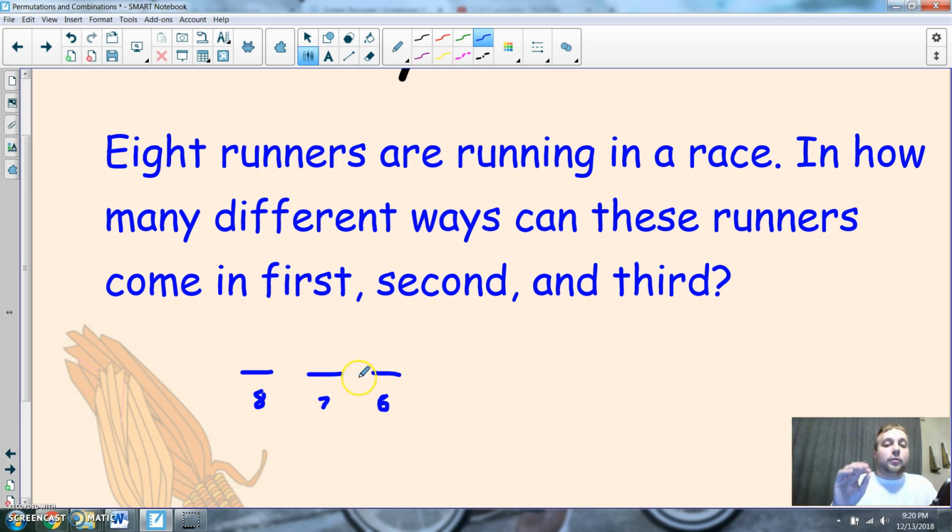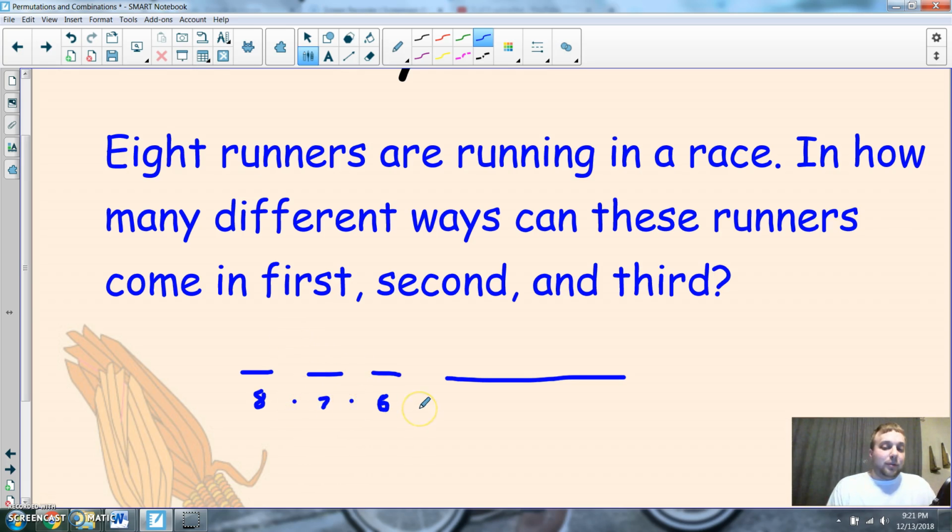I want to know just first, second, third. So I don't care about all the other ones behind. This stuff doesn't matter to me. I only care about the first 3. And there's 8 ways for people to come in first, 7 ways for them to come in second because the first place has been taken, and then there's 6 people who could fill in that third place. So this is kind of another way.